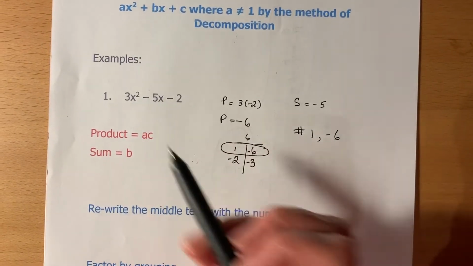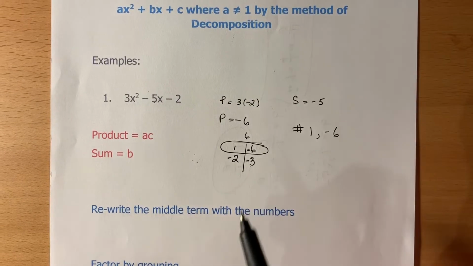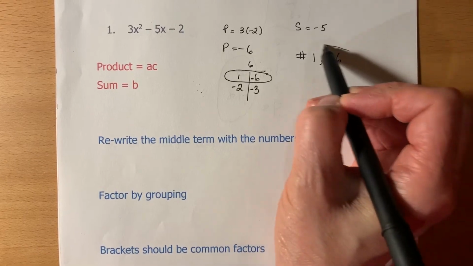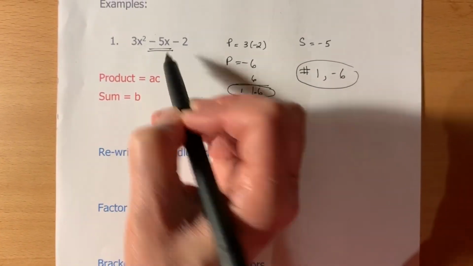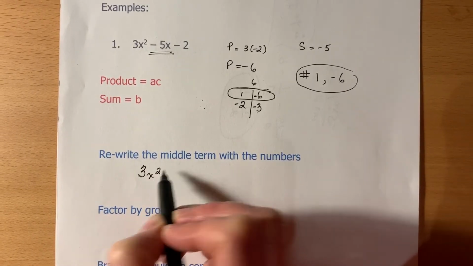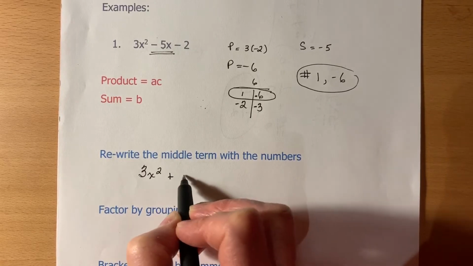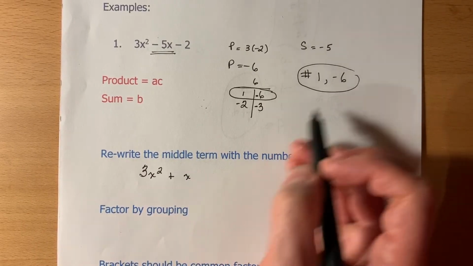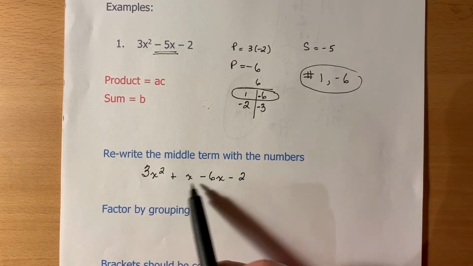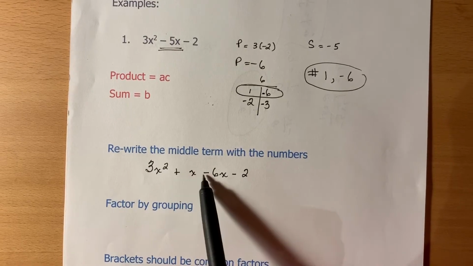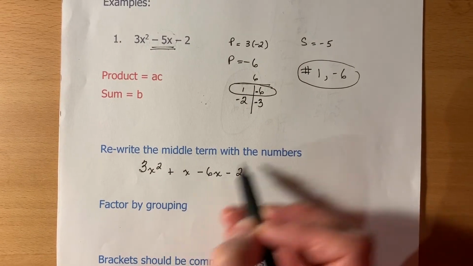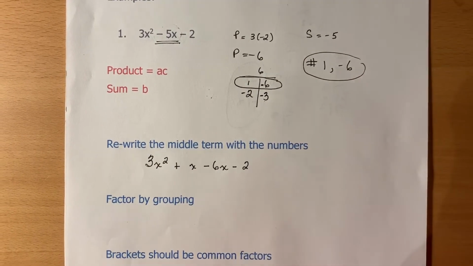I just don't take those numbers and put them in the bracket anymore. Okay, I have steps to do. What I have to do is rewrite the middle term with these numbers. So instead of writing -5x, I'm going to put these numbers in instead. So I'm going to do 3x squared. Because this is positive, I write plus x. Remember, there's a 1 understood here. This is negative, minus 6x minus 2. I haven't changed the value, because I know 1 minus 6 is -5. I just rewrote this with these numbers here. Okay, that's your first step.